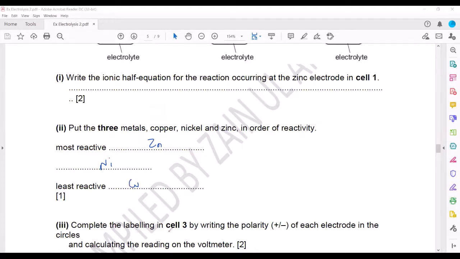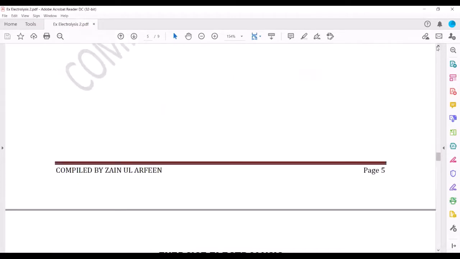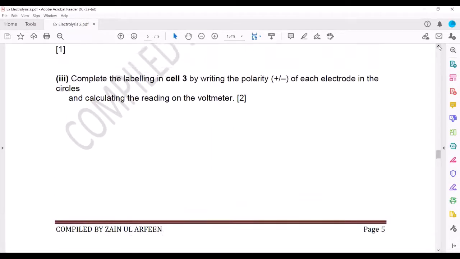Then complete the label of the cell by writing plus and minus on the electrode. So negative sign is for the more reactive electrode and positive is for the less reactive. And then we have to state the voltage as well.